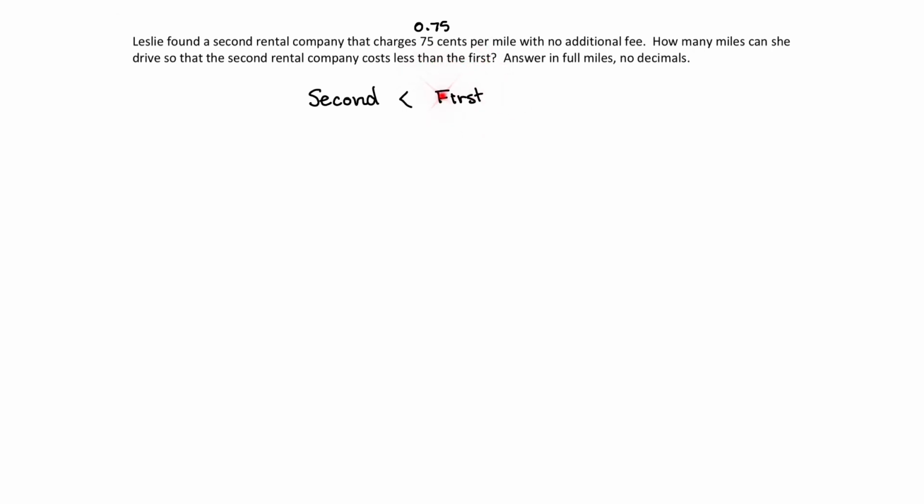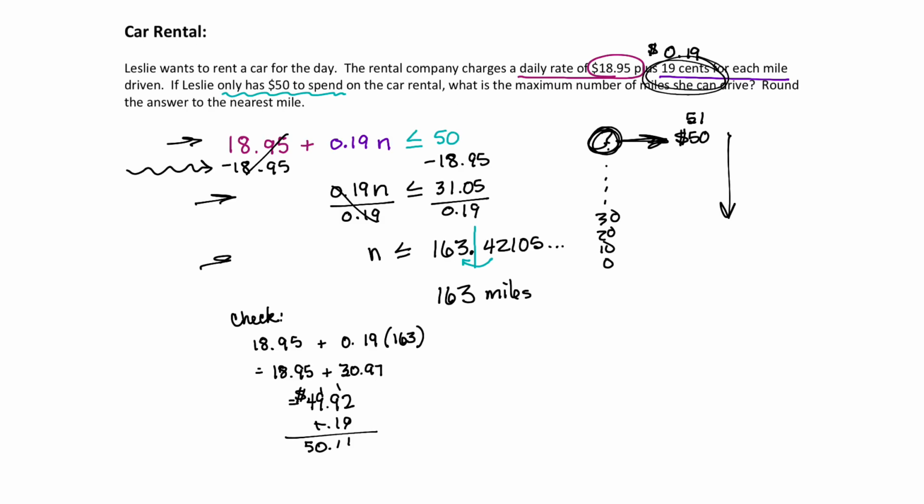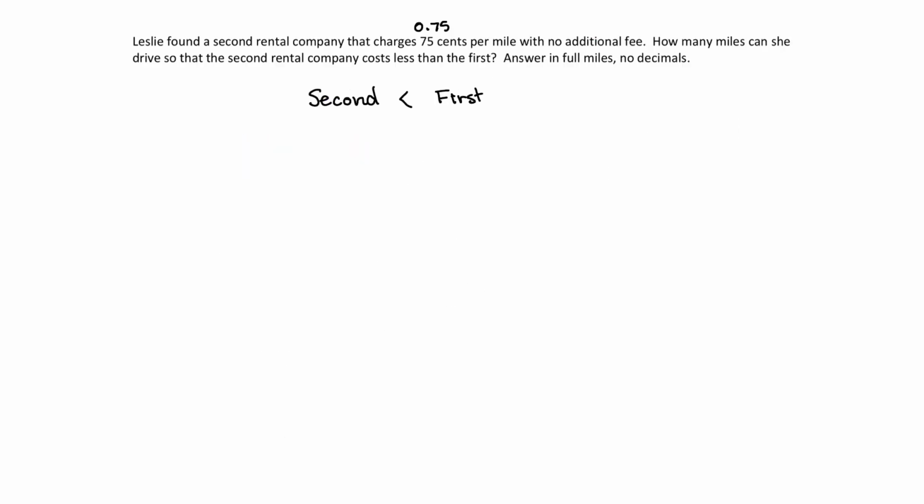Okay, so the first one is what we did on the last page. So this is 18.95 plus 19 cents times n. Okay, so 18.95 plus 19 cents times n is that side. Now the second side is what we have right here, 75 cents per mile with no additional fee. So this is 75 cents times the number of miles. So now we have a new inequality to solve.